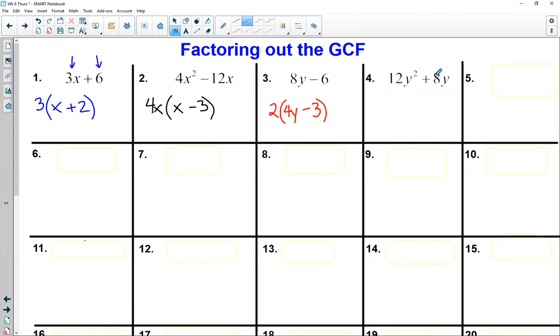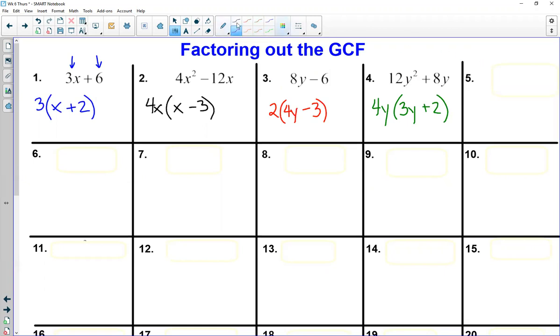Looking at our next one, we have 12y squared and 8y. Both of these are going to be able to be factored by a 4. Let's do this in a different color here. Both of these can have a 4 taken out, and they both can have a y. Okay, they both share at least one y. So 4y times 3y will give me 12y squared, and 4y times positive 2 will give me 8y.